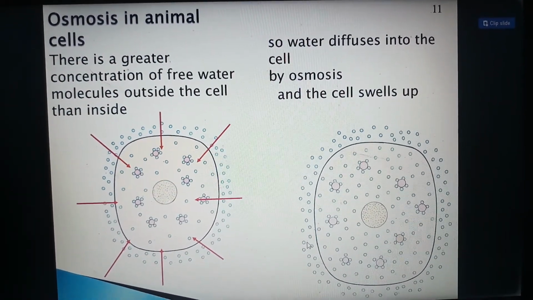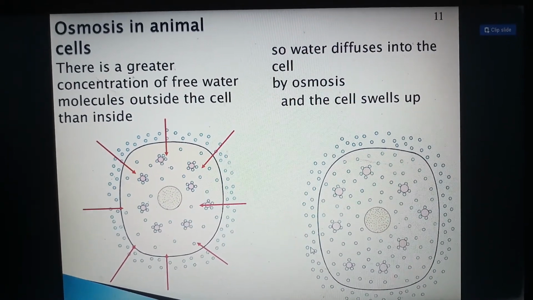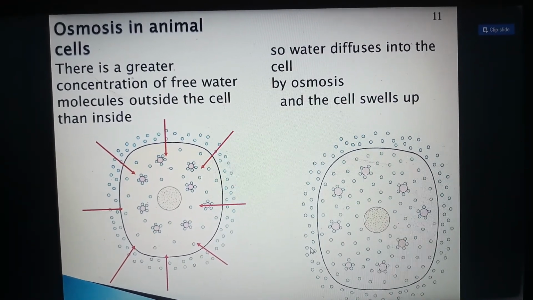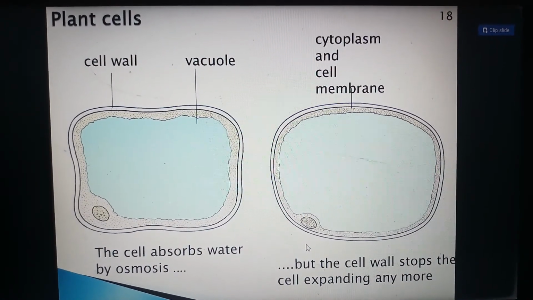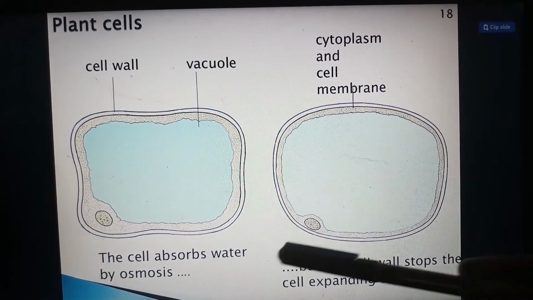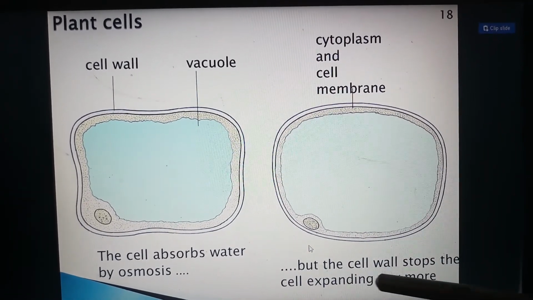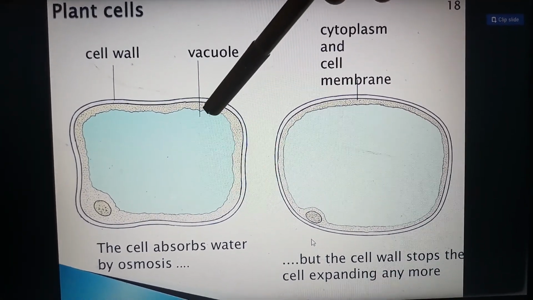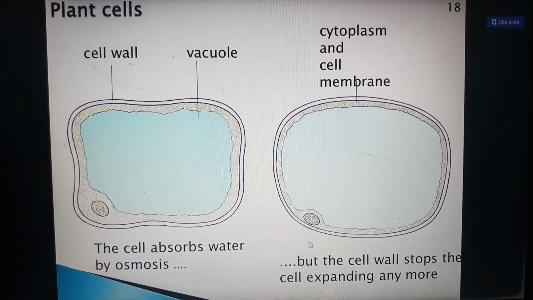Osmosis in animal cells. There is a greater concentration of free water molecules outside the cell than inside. So the water diffuses into the cell by osmosis and the cell swells up. Coming to the plant cell, we have the cell wall and vacuole. The cell absorbs water by osmosis. Here we have the cytoplasm and the cell membrane. But the cell will stop expanding because it can extend only to some extent, as it is stopped by the cell wall because of its rigidity.